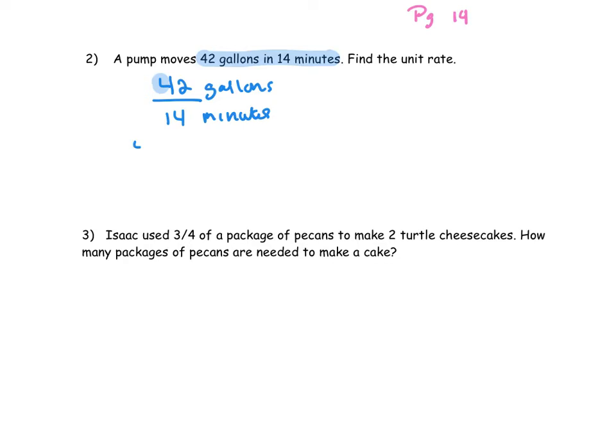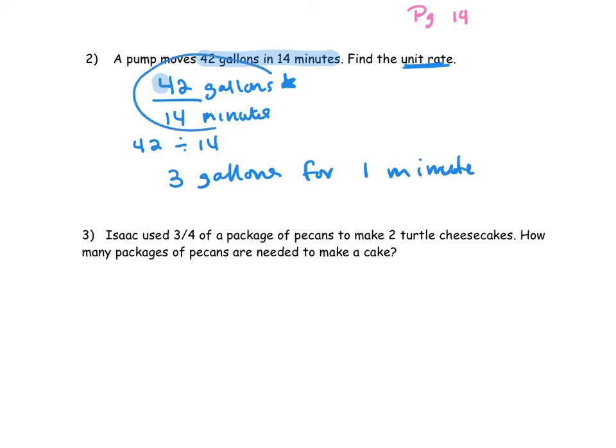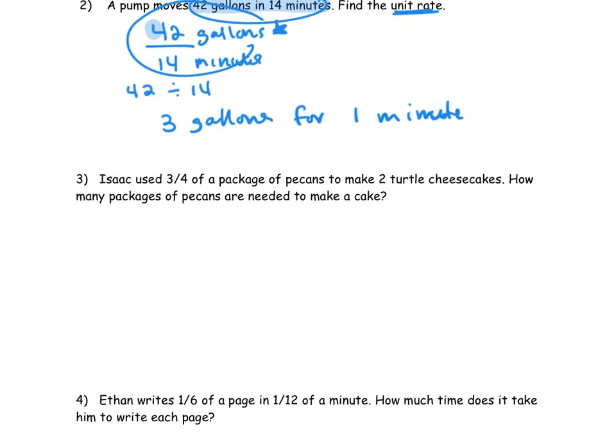So we would take 42 divided by 14, and that would give us 3. And then we go back and say, okay, this is 3 gallons. And again, unit rate is for 1 minute. Or we could say 3 gallons per minute. Okay, so this is how we set it up with the information that they gave us when we used whole numbers. So now let's focus on that same strategy, but this time we're going to work with fractions.